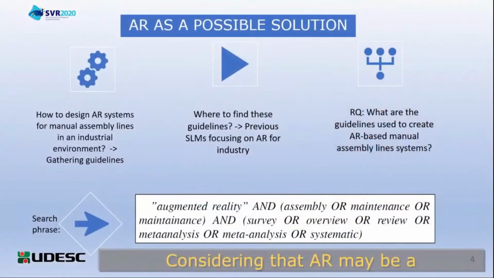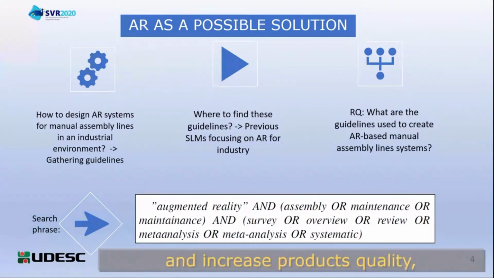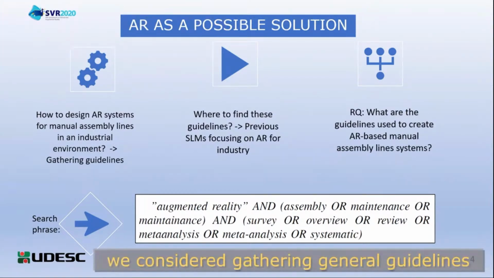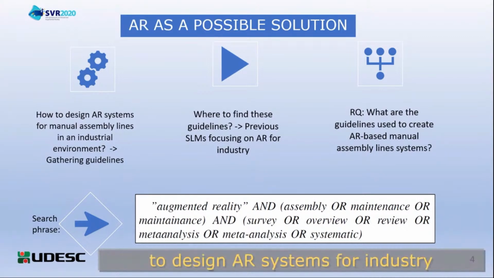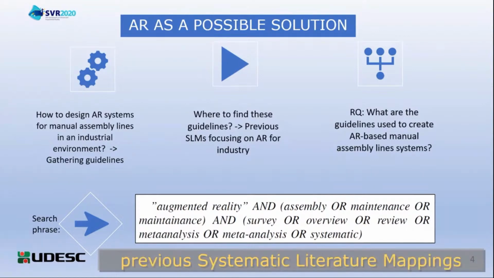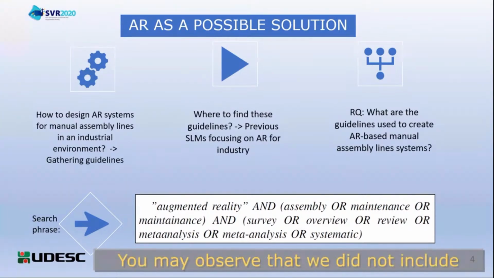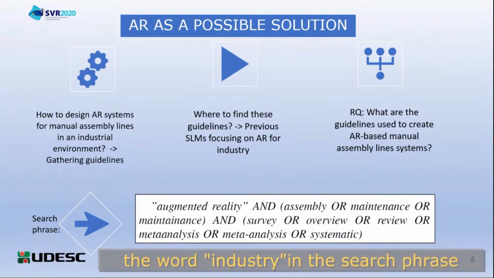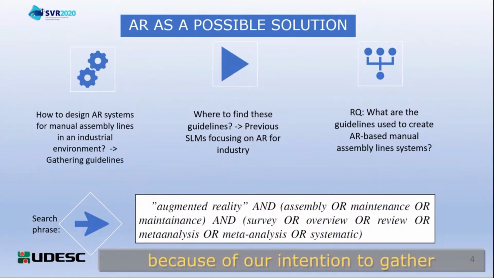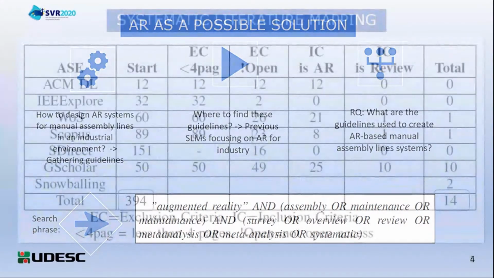Considering that AR may be a possible solution to reduce human errors and increase product quality, we considered gathering general guidelines to design AR systems for industry. The strategy was to review previous systematic literature mappings that were focused on AR for assembly lines in industry. You may observe that we did not include the word industry in the search phrase because of our intention to gather the highest number of review papers.